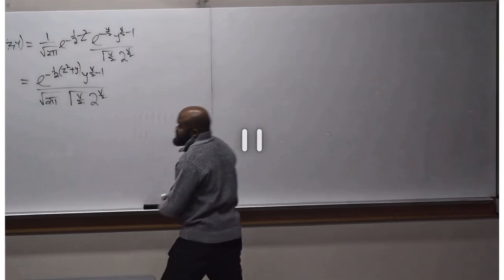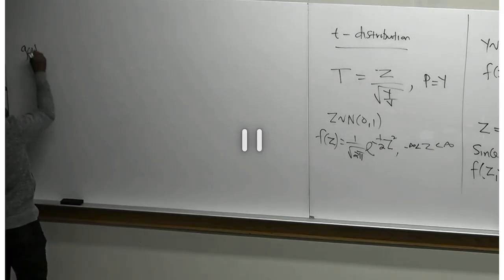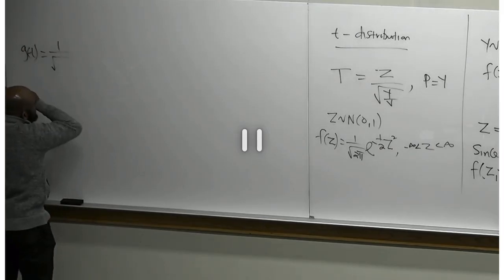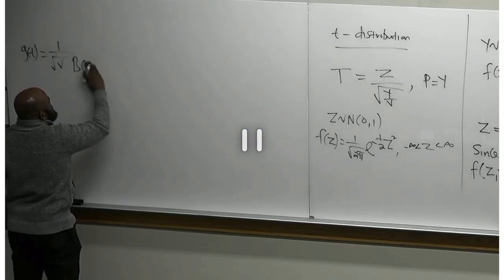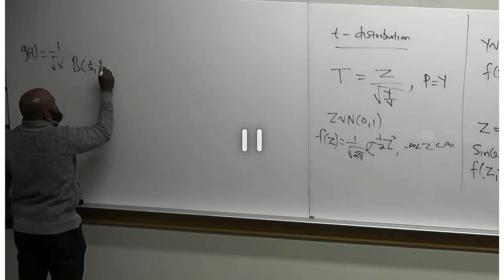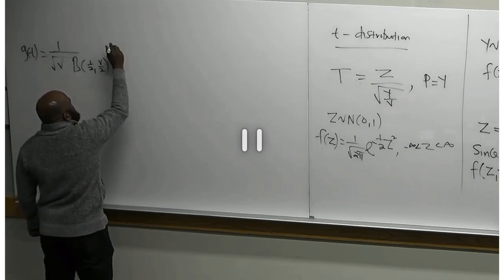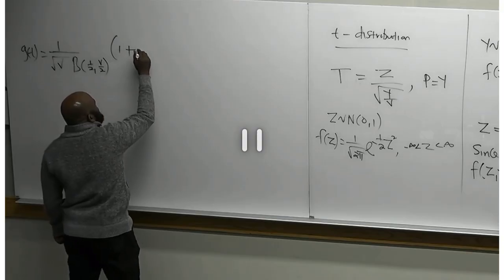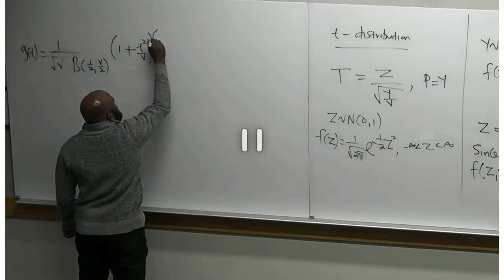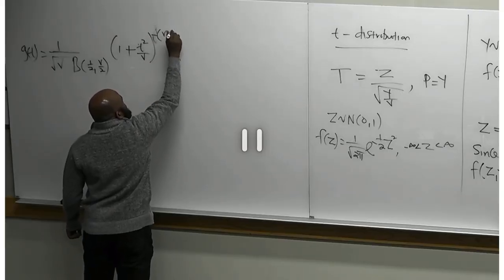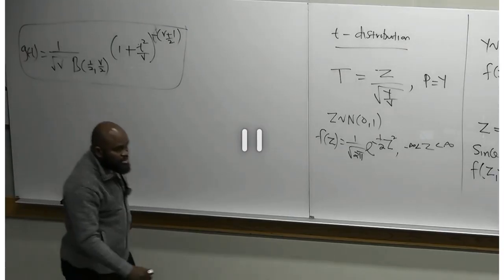Let me write the final where we're going. We go in here. This is where we're coming. This is the t distribution that we want to derive.